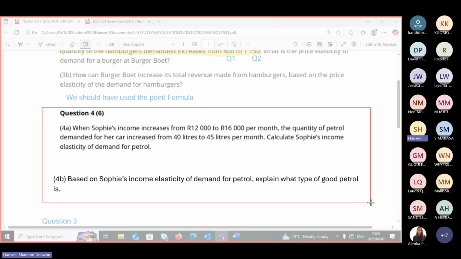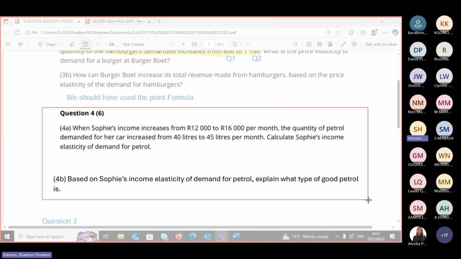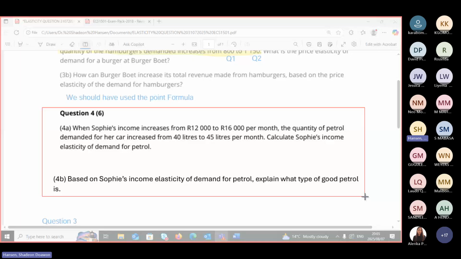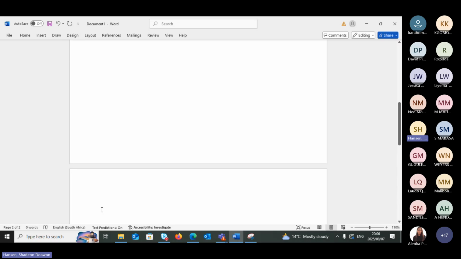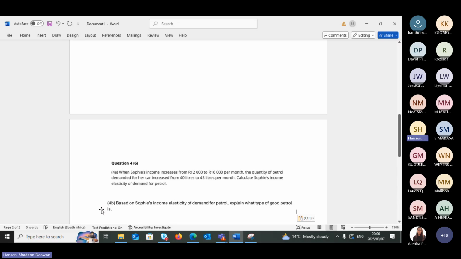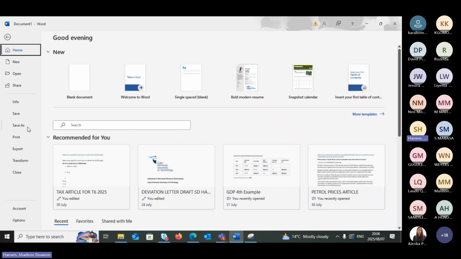Of course, our answers for 4B and 3B still remain the same, students. Don't worry about that. It still remains the same. It's just that sometimes, most of the times, the arc formula and the point formula, one would yield elastic, the other one would yield inelastic sometimes. All right, so just bear that in mind.